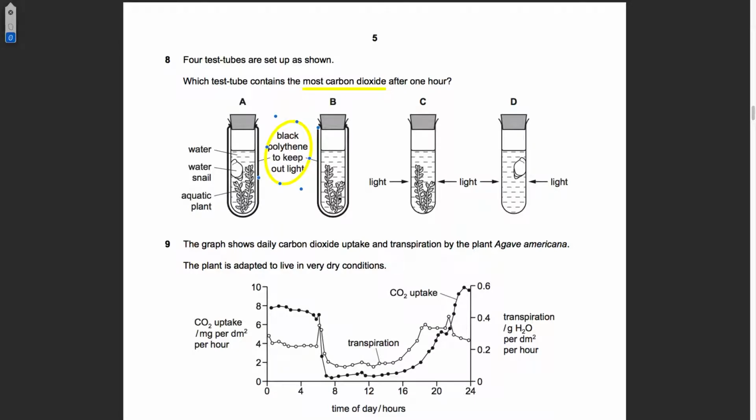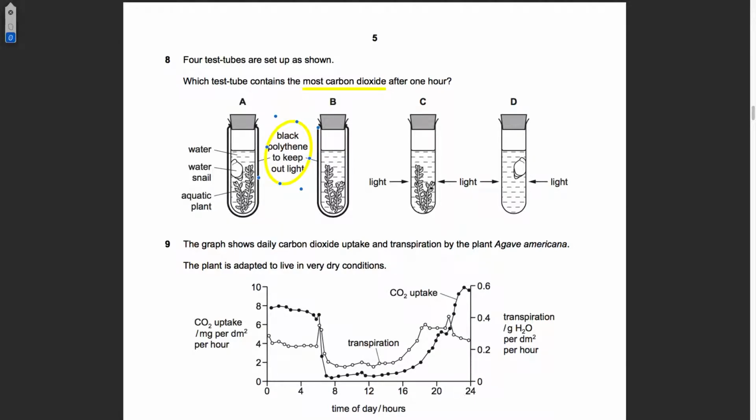If we move on to B, same setup, but we're lacking the snail. So again, we're going to have carbon dioxide being produced by the plant, but it's not being absorbed by the plant for photosynthesis because no light can get in. However, there's no snail. So in theory, B won't have as much carbon dioxide as A.